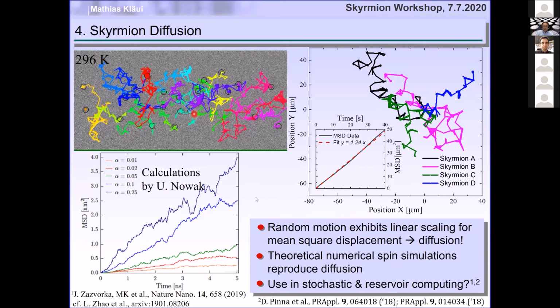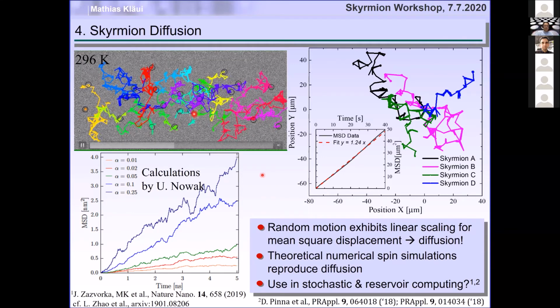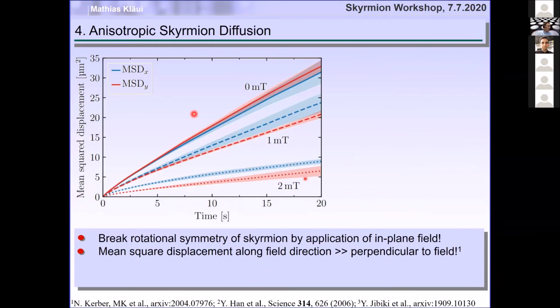Then let's continue. So something new. Let me just change the laser pointer so you can see it a little better. What we recently started to do is go from Skyrmions that diffuse isotropically to anisotropic diffusion.